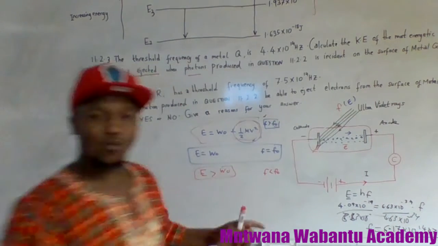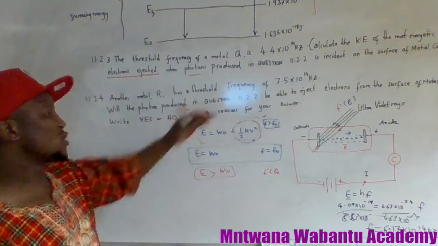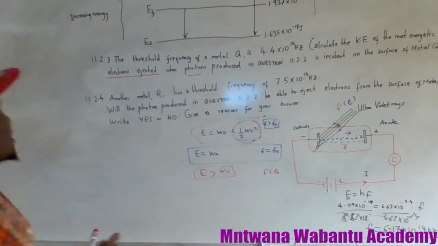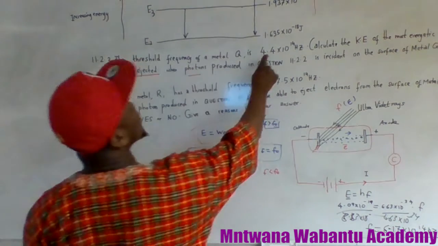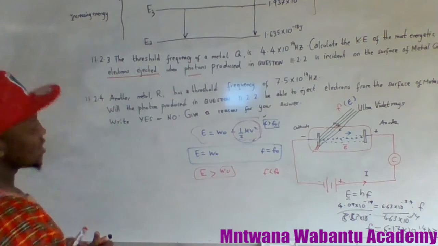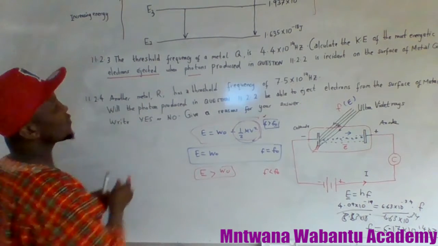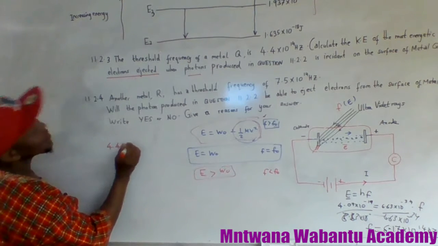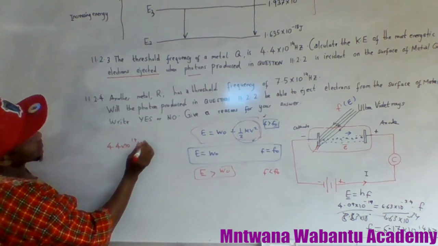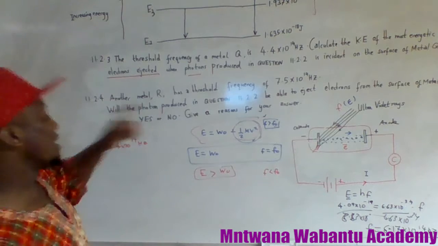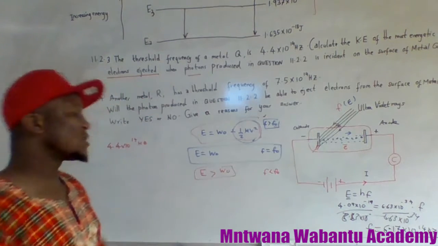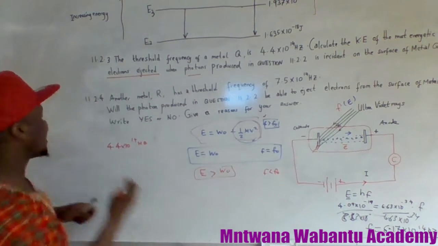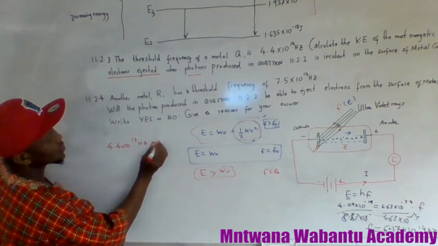So these were the frequencies of the light which were coming. Now they say the threshold frequency of the metal is 4.4 times 10 power 14 hertz. So now you try to compare. The threshold frequency of a metal Q is 4.4 times 10 power 14 hertz. But now the frequency of the light which you found in the first part, this is metal Q.